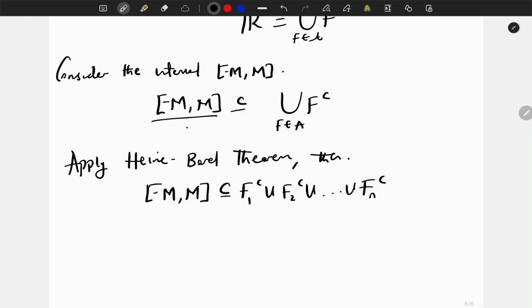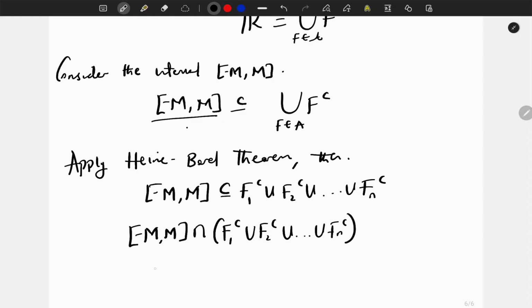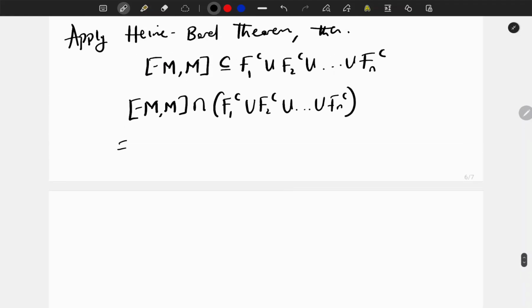So taking the complement by De Morgan's law, we have that the intersection, F1 complement union F2 complement union Fn complement is actually equal to, because of space now, and we do this.